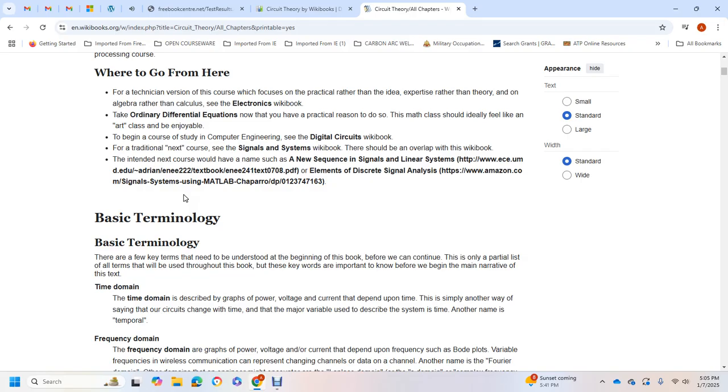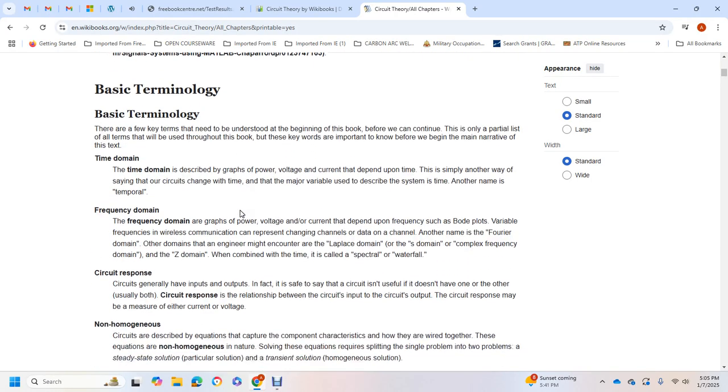Time domain describes the graphs of power, voltage, and current that depend on time. Simply another way of saying that the circuits change with time. The major variable we use to describe the system is time, and another word is temporal.